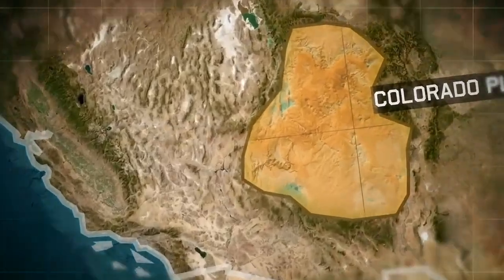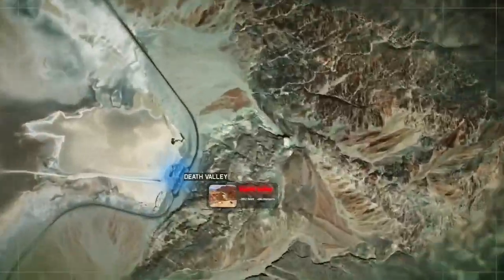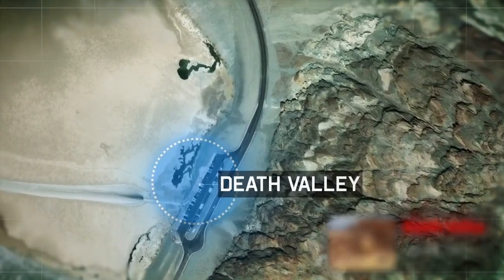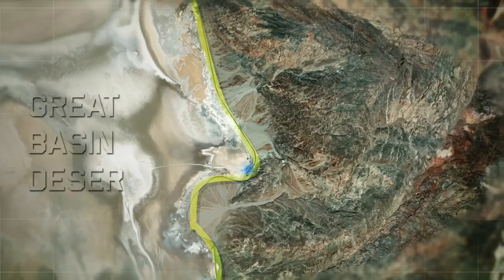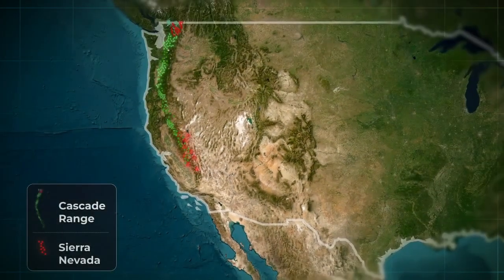Moving forward, the lowest point in North America is found here, in Death Valley, at negative 282 feet, which is negative 86 meters, and borders the Great Basin Desert. Farther west, you will find the Cascade Range and the Sierra Nevada.